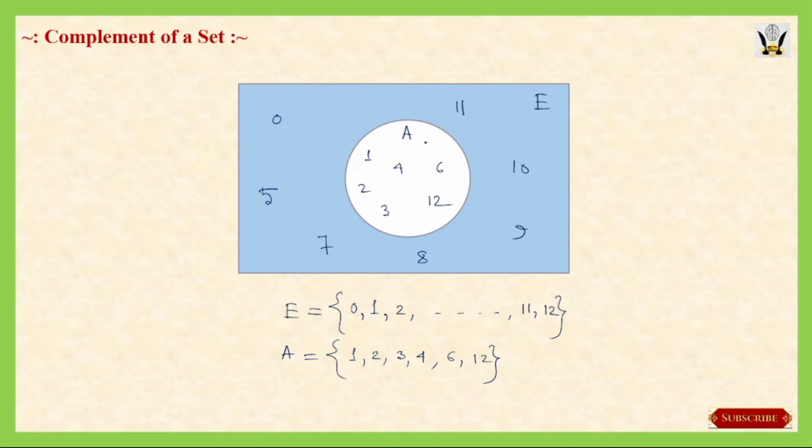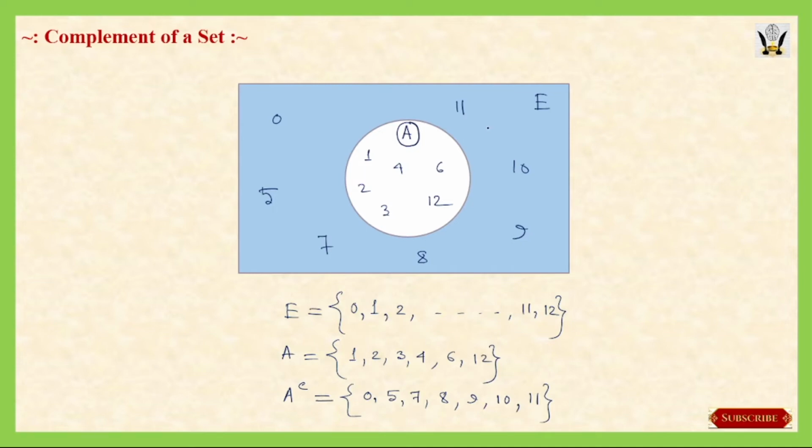So for the complement of a set, if we consider this set A, then the complement of A will have which elements? The other 7 elements. That means 0, 5, 7, 8, 9, 10 and 11. These 7 elements belong to this blue shaded area. So in the Venn diagram, this blue shaded area is the complement of this set A. I hope you have understood clearly this concept.